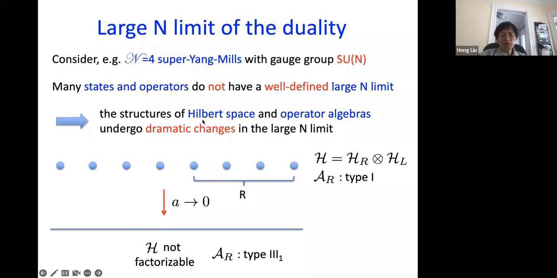So I want to argue that similar things happen when you take the large N limit. When you take the large N limit, many, many states in your Hilbert space just have infinite energy, they just decouple. And again, the action of many operators is no longer well defined, and again, they should be thrown away. And then that changes your operator algebraic structure.